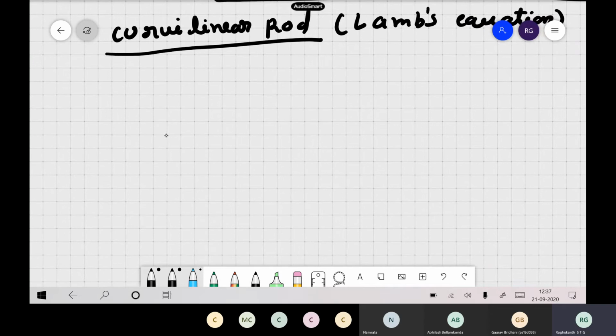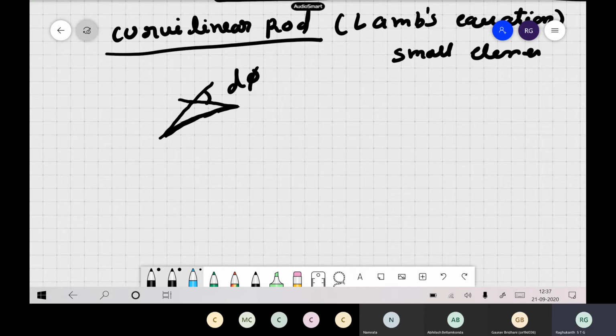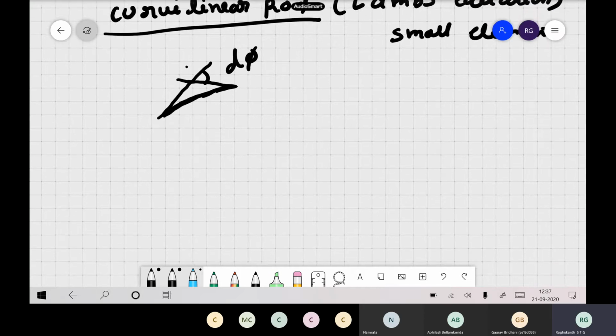So if you take any rod which is curvilinear, something like this type of a curve, let us say you try to draw a tangent here. Let us say this angle is d phi, if you take a small element. Let O be here, and this is our rod. Let us say it is subjected to all types of loads: a tangential load, a radial load, which is this one, and it is also subjected to moments. All types of things are there.